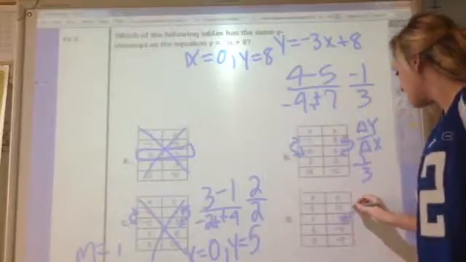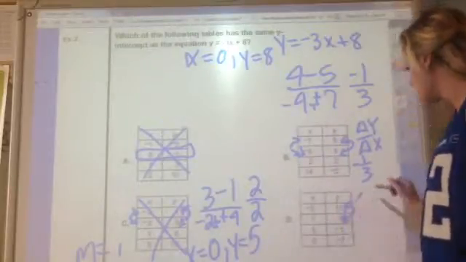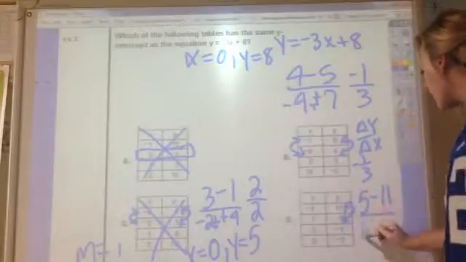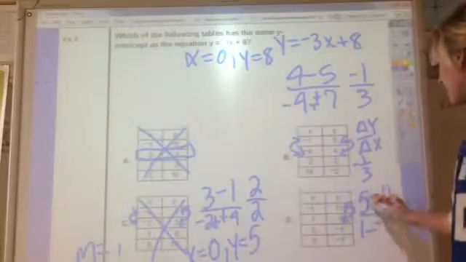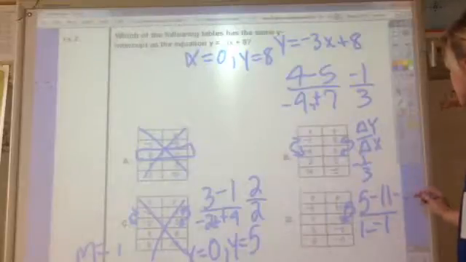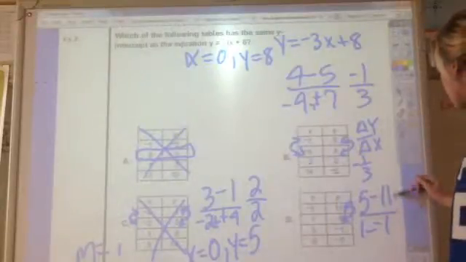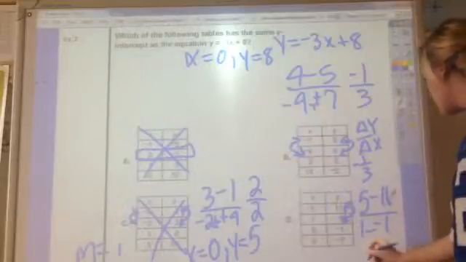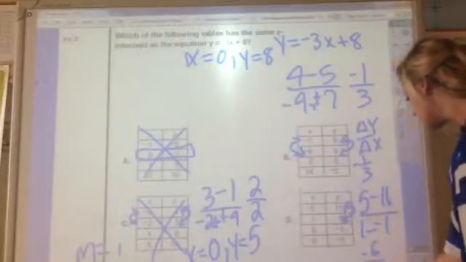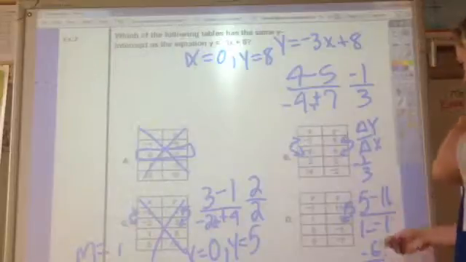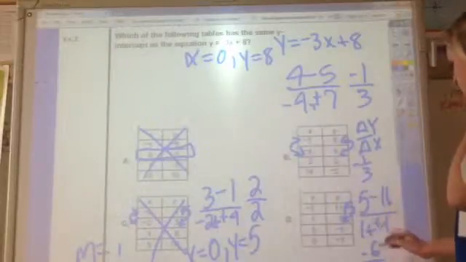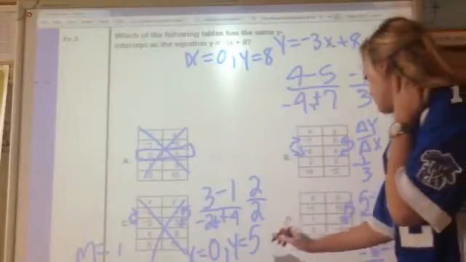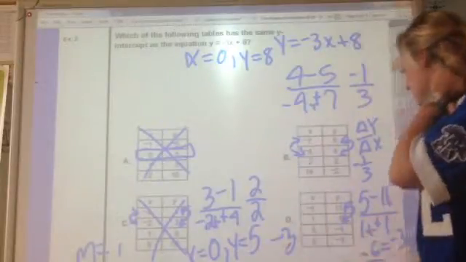If I find the difference, again, in my y values, it's going to be 5 minus 11 over 1 minus negative 1. 5 minus 11 will leave me with negative 6. Let me write that so we can see it a little bit nicer. Negative 6 over 2, because if I keep change. Negative 6 divided by 2 will leave me with negative 3. So D has a slope of negative 3.